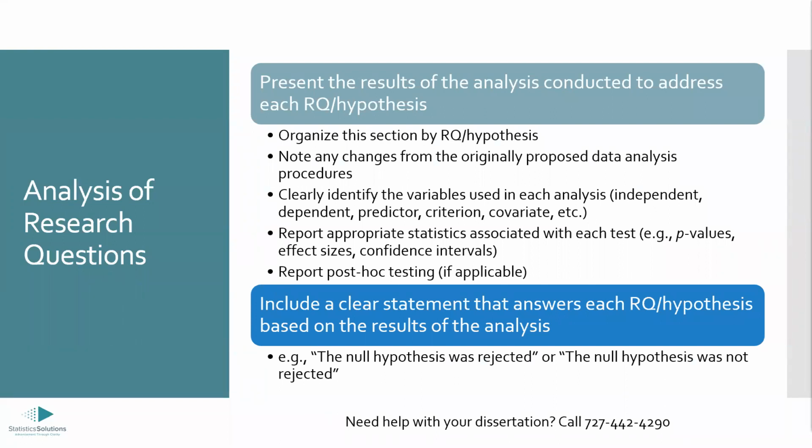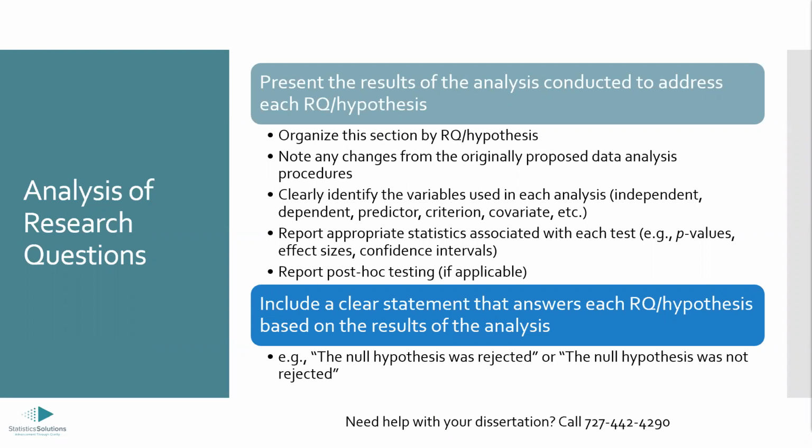And once you have covered all of the assumptions for your tests, you can then get into the main part of the results chapter, which is the analysis of the research questions and hypotheses. So you'll want to present the results of each analysis that you conduct to answer each research question and hypothesis. And generally, you'll want to organize this section by the order of your research questions and hypotheses. So you want to start with research question 1 or hypothesis 1, then go in order, research question 1, then research question 2, and so on.